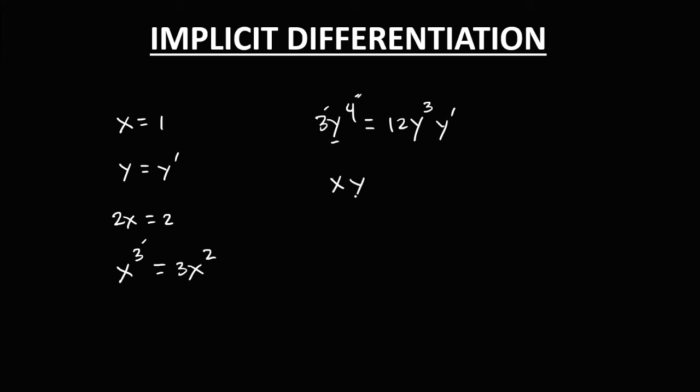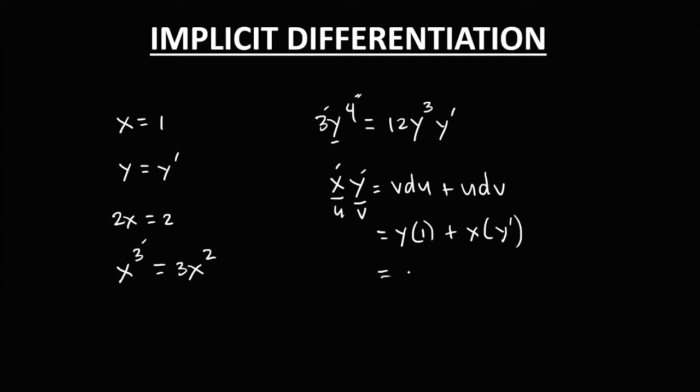Then for x times y, using the product rule, this is u and v. So the formula for the product rule is v times the derivative of u, plus u times the derivative of v. So v is y and the derivative of u, that's 1, then plus u is x times the derivative of v, that's y prime. So we have y plus x times y prime.